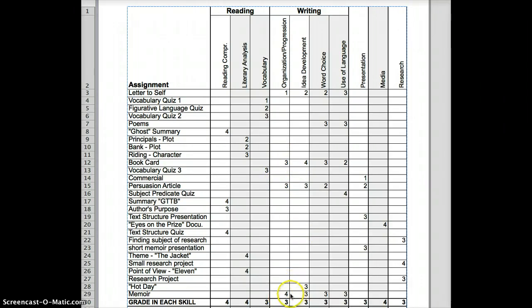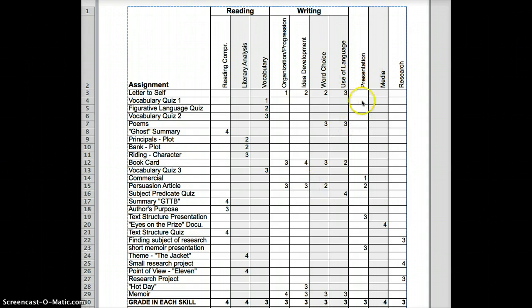Now this student can come up to me and say, Mr. Dalia, I want to prove that I really am a 4 in this area of organization and progression. Can I have another written assignment? I would say certainly you can. And they can prove to me that they're really an advanced student and receive a 4 in their grade in each skill.